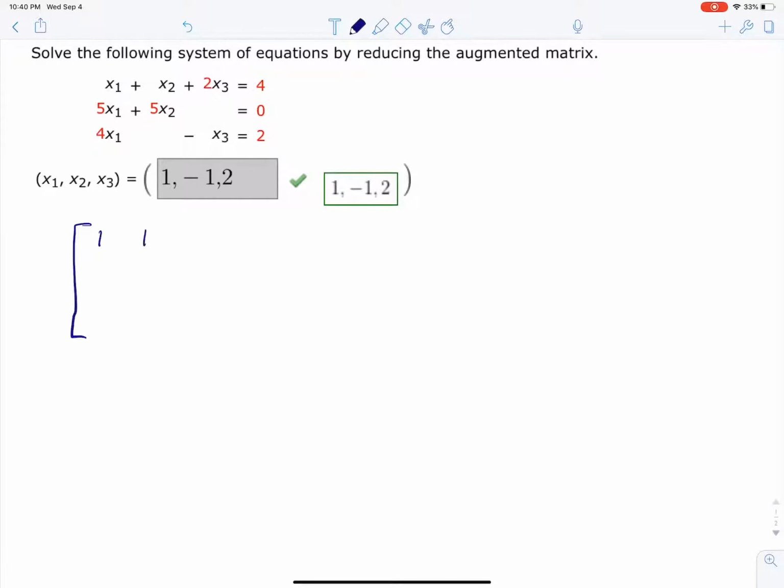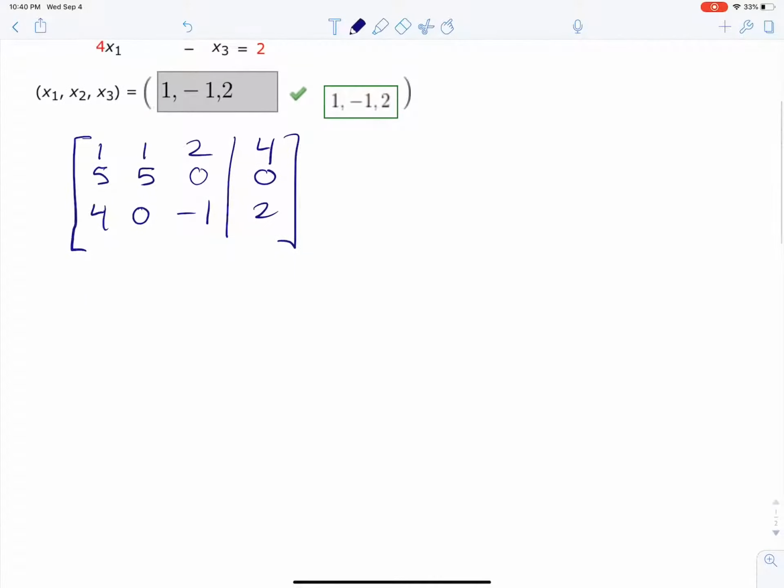So 1, 1, 2, 4, 5, 5, 0, 0, 4, 0, negative 1 and 2. And then we want to make all of these guys 0. So we're going to take the first row and multiply it by negative 5. So 1, 1, 2.